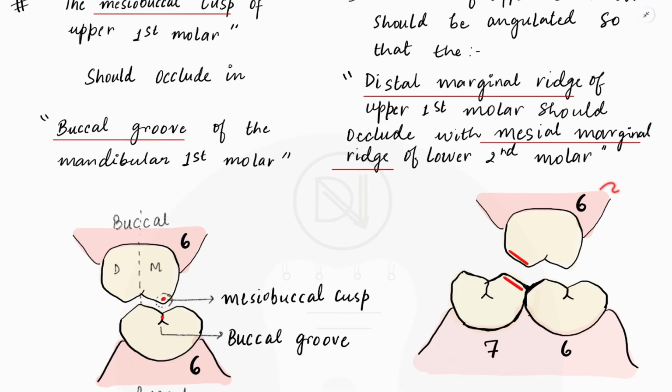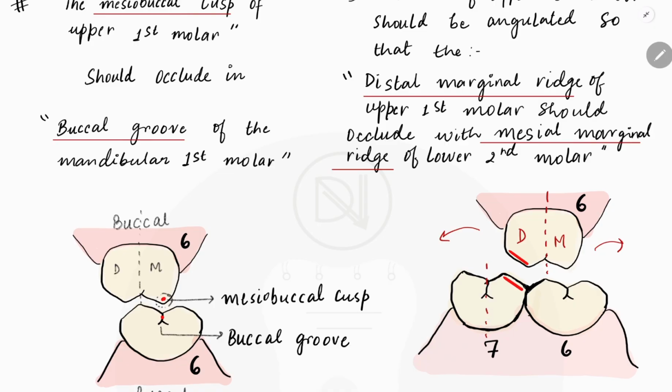So in this image, you can see this is your upper first molar. Okay, this is your lower second molar. So in this interarch molar relationship, we are going to see the relationship between the upper 6 and lower 7. So here we have already studied that the one which is towards the midline is mesial, and the one which is away from the midline is distal. So here it has said that the distal marginal ridge, so this red mark is your distal marginal ridge, all right. And the same is considered for the lower 7 molar.